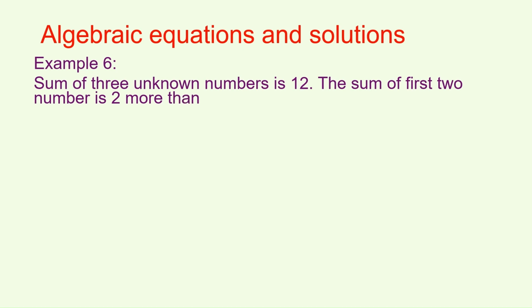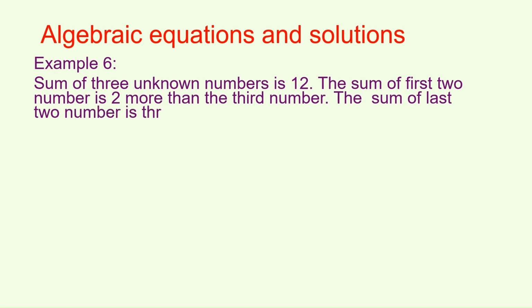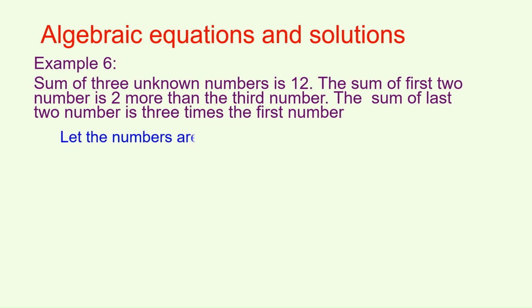Example 6. The sum of three unknown numbers is 12. The sum of the first two numbers is 2 more than the third number. The sum of the last two numbers is 3 times the first number. Let the numbers be x, y and z.